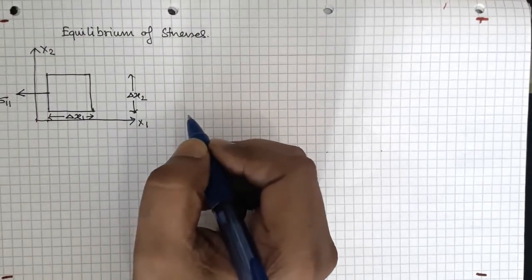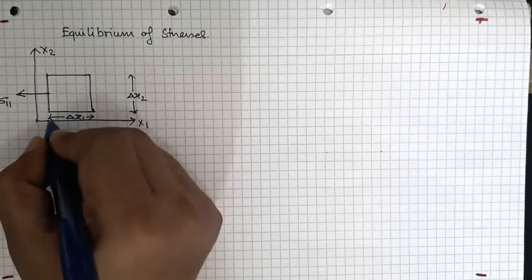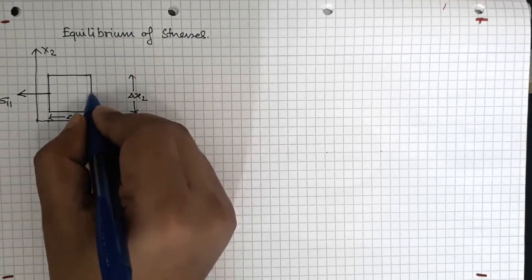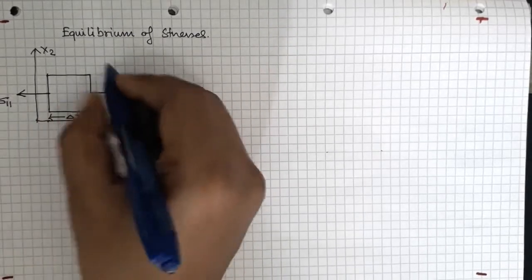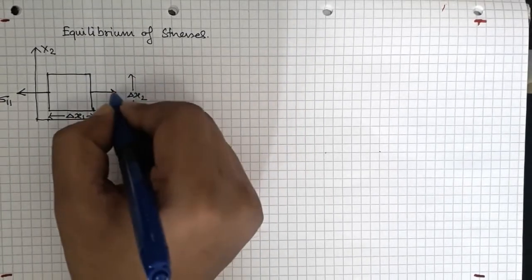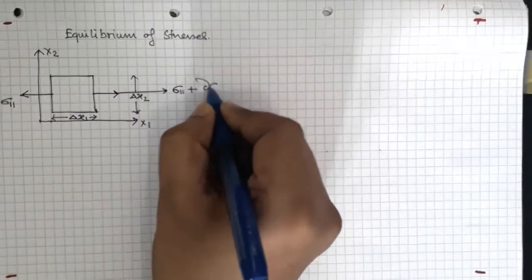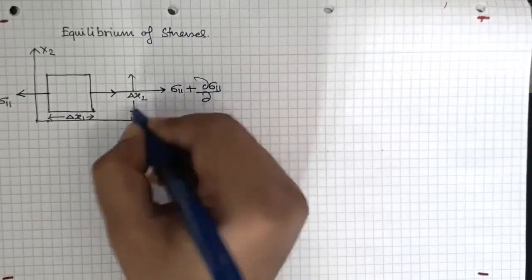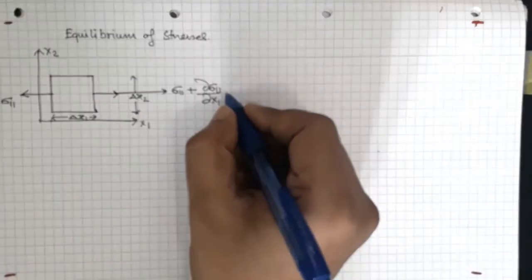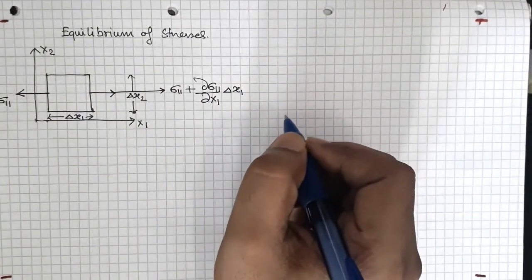Okay, so I have sigma 11 here, and if I move by this amount of distance, then the stress has changed, and that stress has a value of sigma 11 plus the rate of change of sigma 11 with respect to the direction x1 into the amount by which I have moved, that is del x1, right?